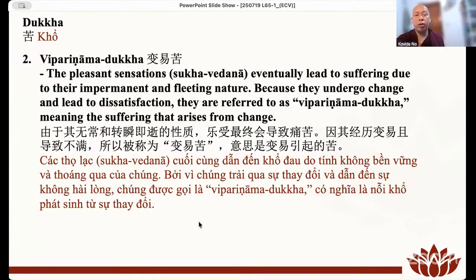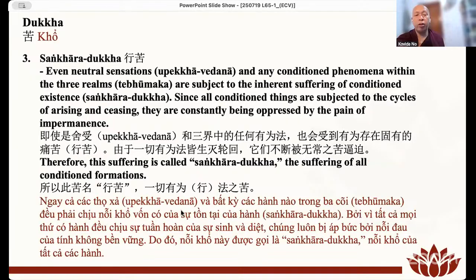Sankhara dukkha suffering, the next one. This is called sankhara dukkha. So in the case of sankhara dukkha, it refers to any conditioned phenomena within the three realms, tebhumaka. Okay, we can say the three realms means the sensual realm, the material realm, and the immaterial realm.